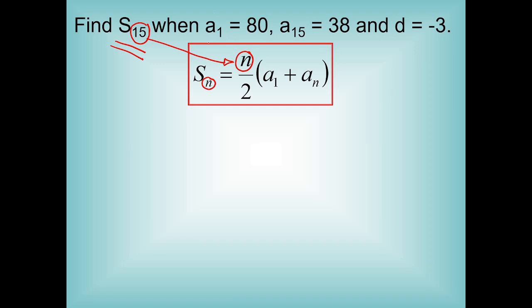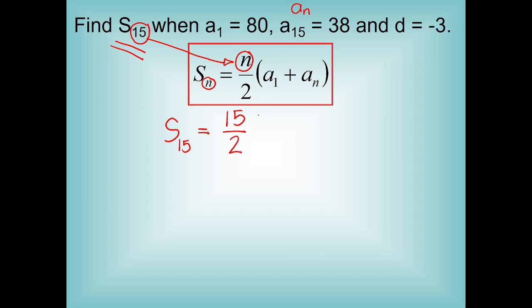And the first term is 80. The 15th, or this is now your A sub n, that's 38. Okay? So let us solve this now. S sub n, this is S sub 15. This is equal to, you already know that n is 15, divided by 2.